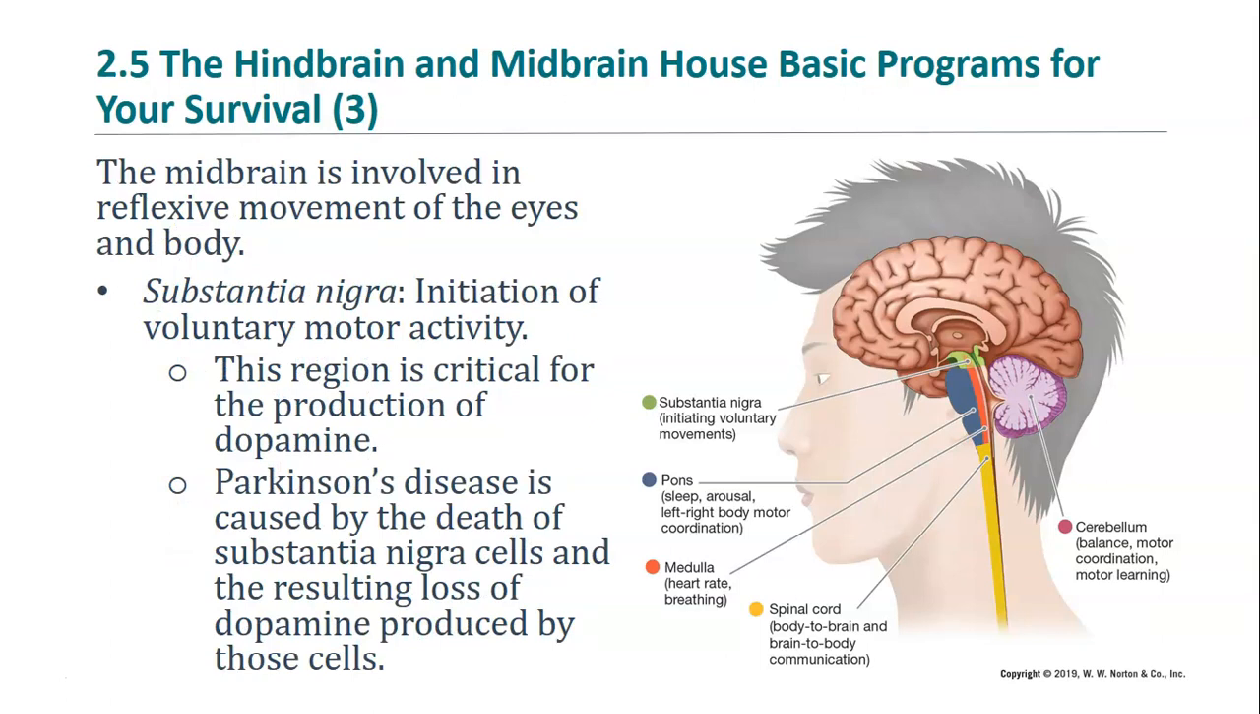The midbrain is involved in modulating movement, in the reflexive movements we make with our eyes and the rest of our body. And it has an important structure called the substantia nigra, which is needed to initiate voluntary motor activity. When most of the neurons in the substantia nigra have died off, the result is a condition called Parkinson's disease, which is characterized by stiff movements and difficulty in initiating movement.